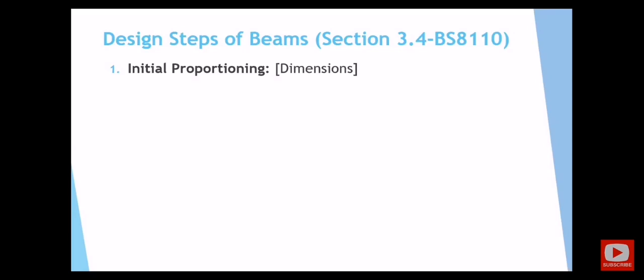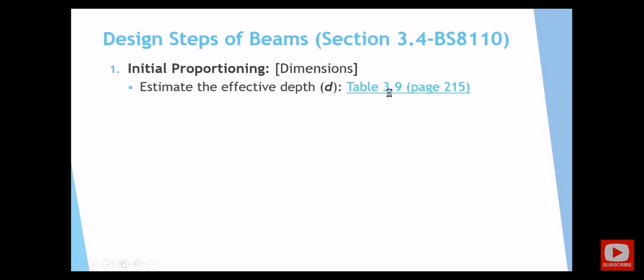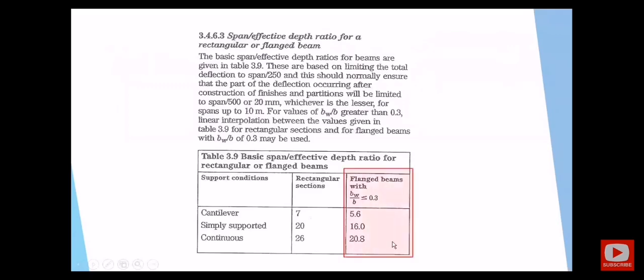Okay, we need to make initial proportioning because everything in the design will depend on the depth and the web width that we have, and it will also affect the self weight of the beam. So we have to estimate the effective depth, d. Again, we use Table 3.9 on page 215 in the BS, but in this case, usually we are designing flanged beams, so we usually use the case where b web over b is less than or equal to 0.3. If you have simply supported, this will be the factor, 16. For continuous, this will be the factor. But in this case, we don't divide by a modification factor. We take the value here.